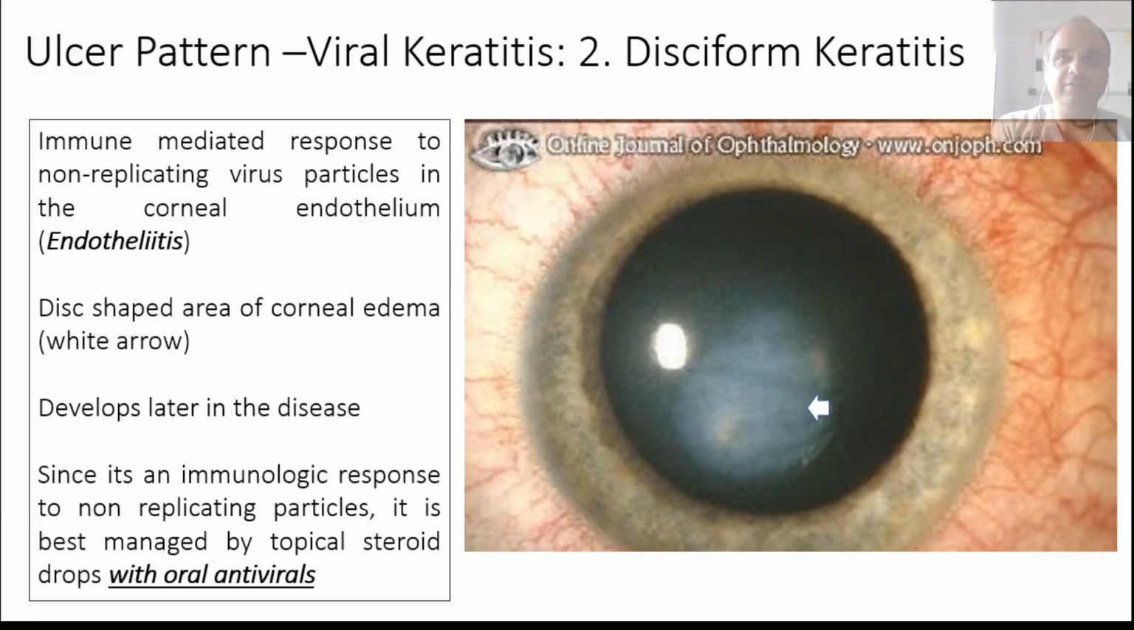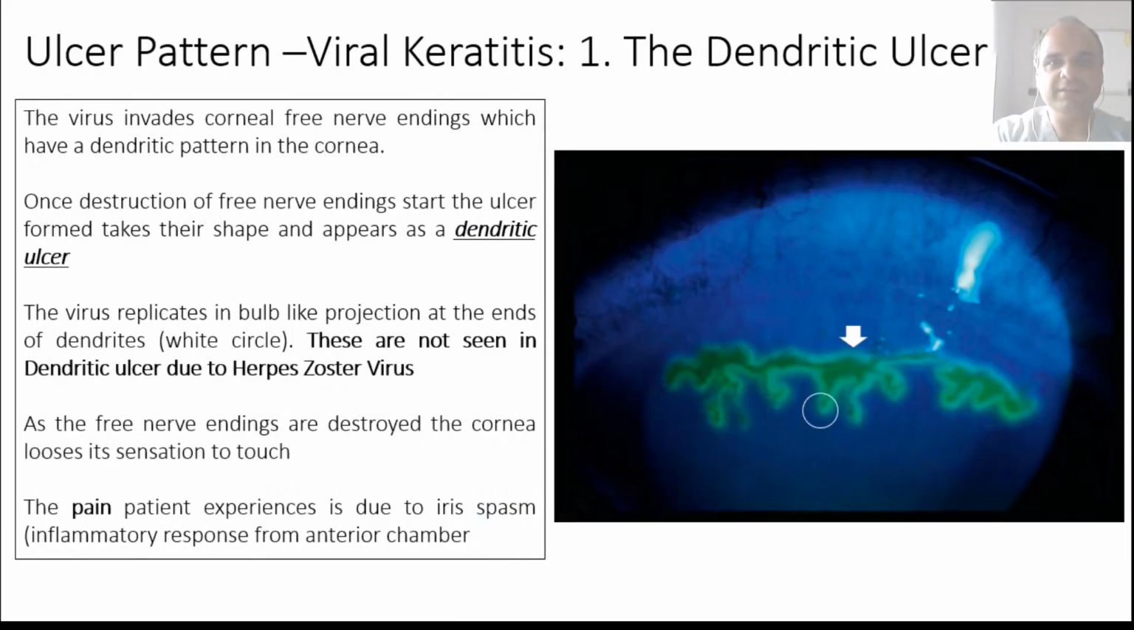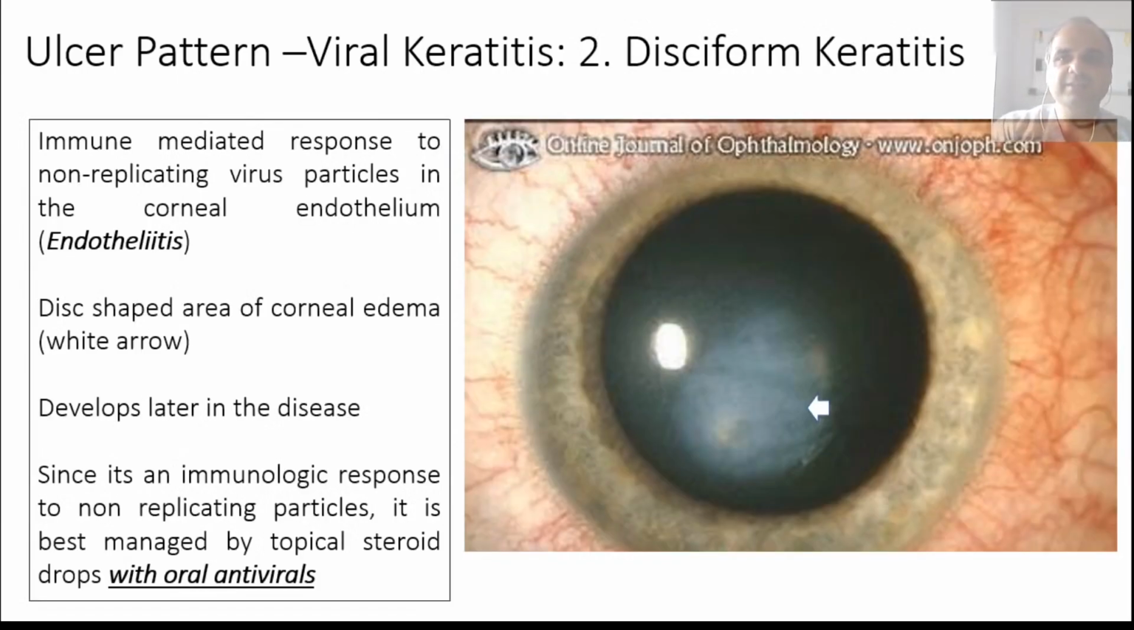This is called a disciform keratitis, and this usually presents later in the disease. This is basically affecting the endothelium side of the cornea. This is basically the epithelium and the stromal area. That's why it's an ulcer. And this is basically an area of endothelial inflammation called endothelitis. And it's not an infection that's in this region. It's an immune response to the non-replicating virus particles.